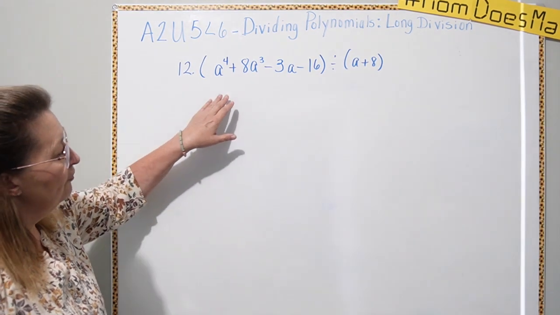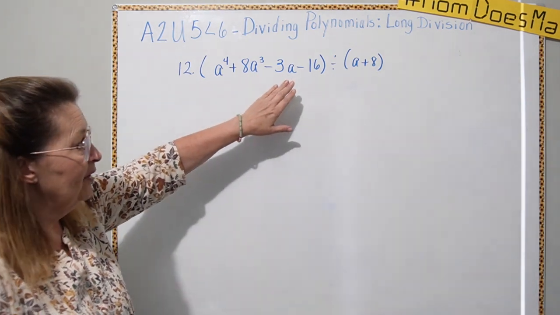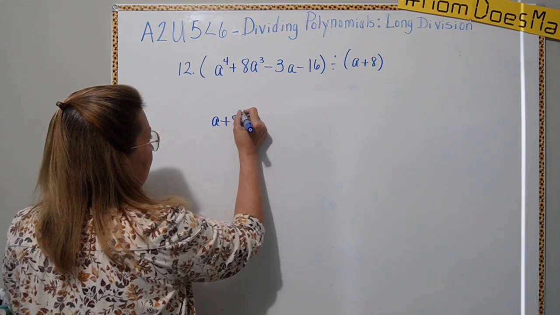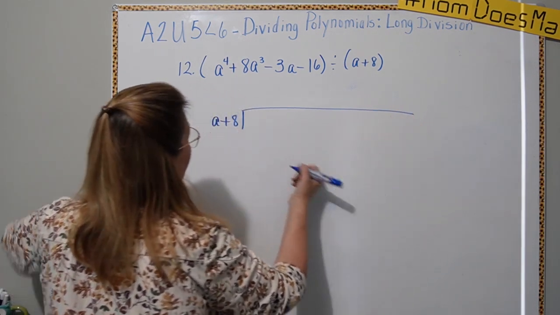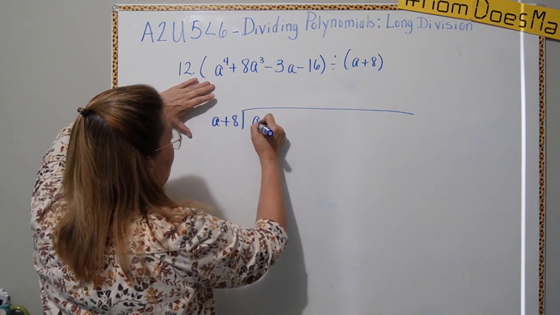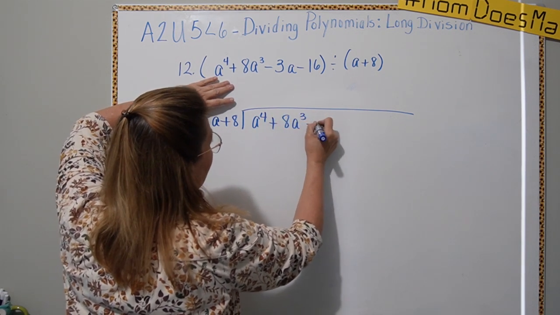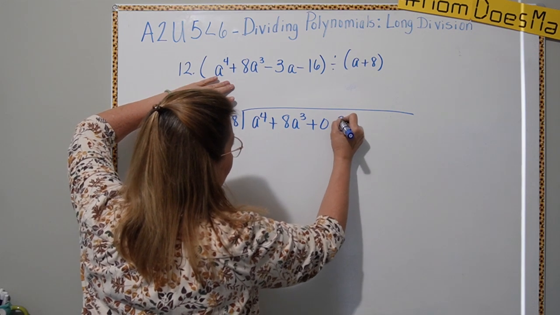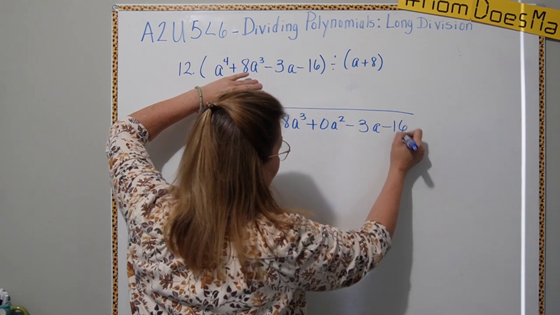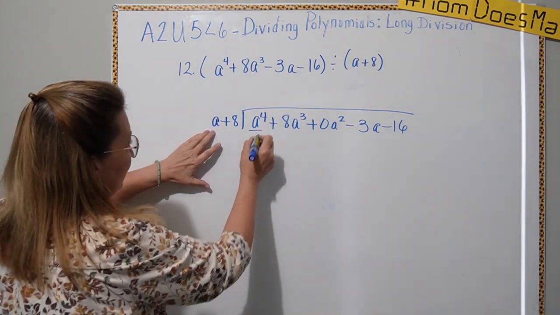Okay, for number 12, I already noticed that I'm missing a power. I'm missing the a to the second power. So I'm going to put my divisor out here, and draw my division sign. So we're going to insert a 0 a to the second power. So I've got a to the fourth plus 8a to the third plus 0a to the second minus 3a minus 16. Okay, let's roll. What would I multiply a by to get a to the fourth?